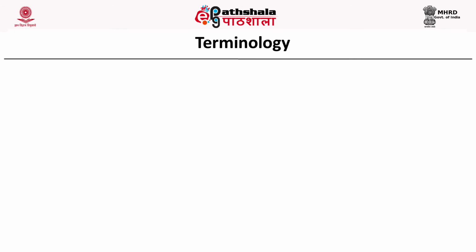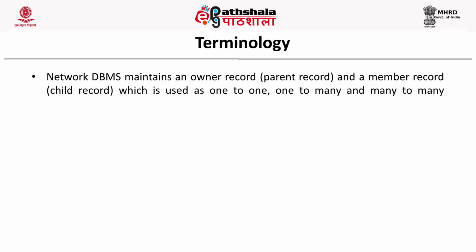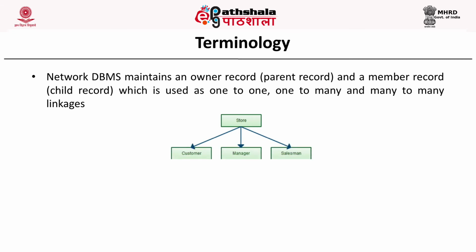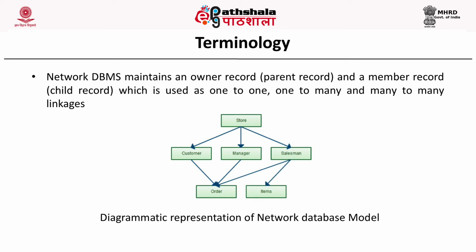So, the network database management system maintains an owner record which we call as parent record and a member record which we call as child record, which is used as one-to-one, one-to-many and many-to-many linkages. So, this figure also gives us a diagrammatic representation of network database model where a store can have a one-to-many relationship with customer, manager as well as the salesman. Also, the customer, manager and salesman, they will have a many-to-one relationship with maybe the order or with the items.